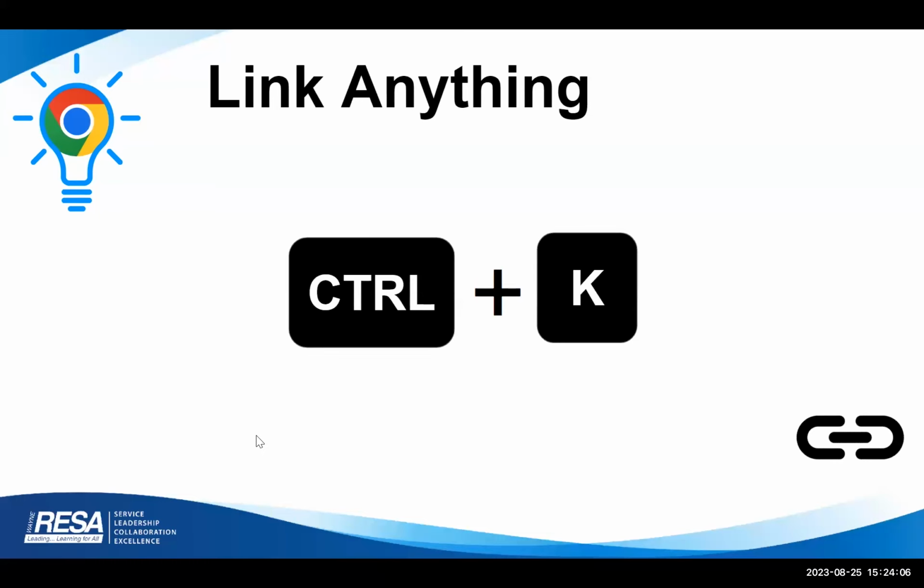Another tip is Control K will link anything. So again, whether you're an Outlook user or a Google user, it doesn't matter. Gmail, anything you want to link, if you want to add a hyperlink, you highlight the text that you want to hyperlink and click Control K, and it will open up that box to link it. So it can be very helpful.